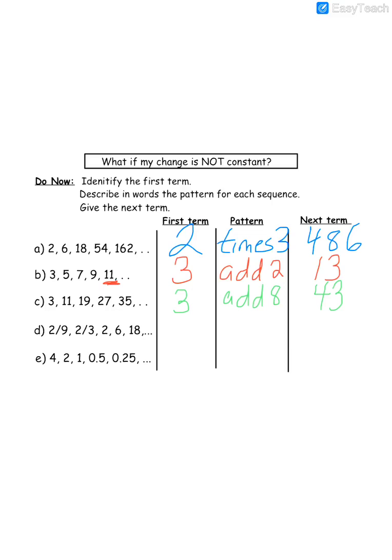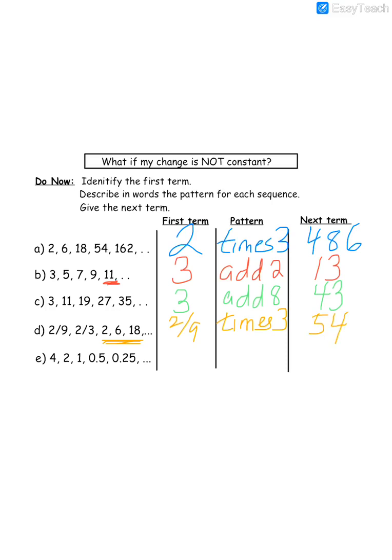2 9ths, 2 3rds, 2, 6, and 18. So how do I get from 2 9ths to 2 3rds? How do I get from 2 3rds to 2? How do I get from 2 to 6 and from 6 to 18? So I can really see it a little bit better here, but it does actually work here. The first term is 2 9ths. I am timesing by 3. 2 9ths times 3 actually gives me 6 9ths, which in lowest terms is 2 3rds. If I take 2 3rds and I times it by 3, I would get 2. 2 times 3 is 6, and 6 times 3 is 18. 18 times 3 gives me 54.